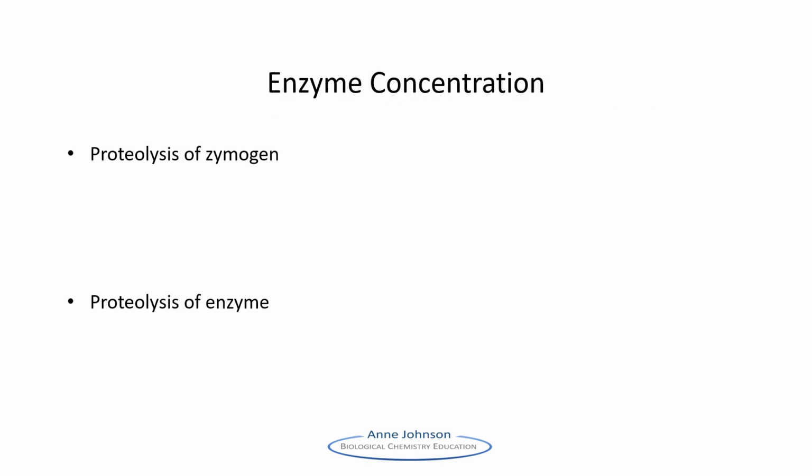Enzyme concentration can be altered by proteolysis. Some enzymes are actually first synthesized as a zymogen. This is a precursor form of the enzyme which is inactive until it is proteolytically cleaved at a specific location to reveal the active form of the enzyme. This allows the enzyme to be available if it is needed, but because it is not yet active, it can be quickly converted to the active form as required.